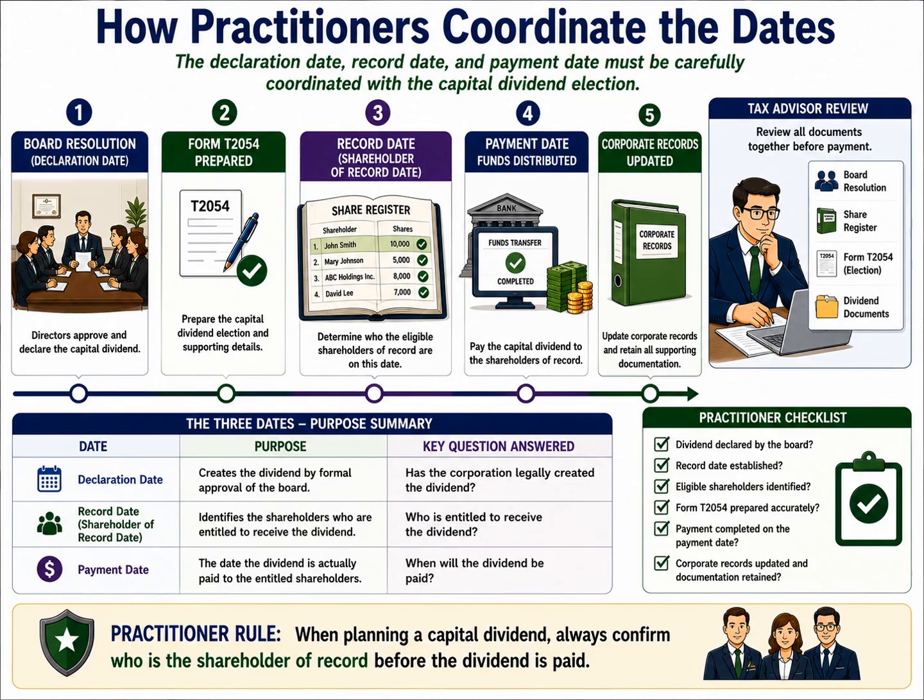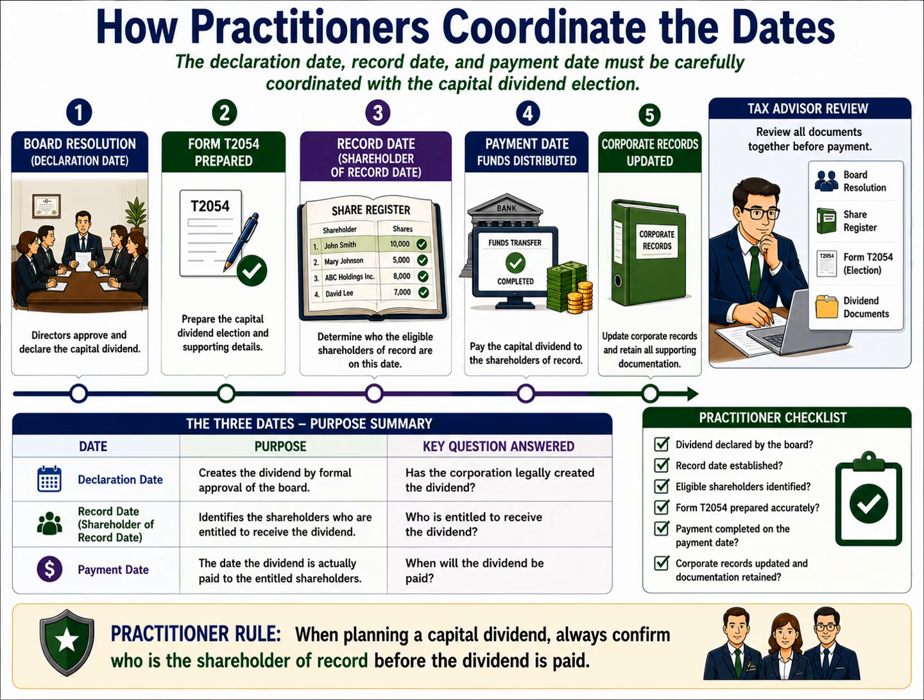The summary table at the bottom provides a useful way to remember the role of each date. The declaration date creates the dividend. The record date identifies who receives the dividend. And the payment date determines when the money is actually distributed. Each date answers a different question. Has the dividend been legally created? Who is entitled to receive it? And when will it be paid?